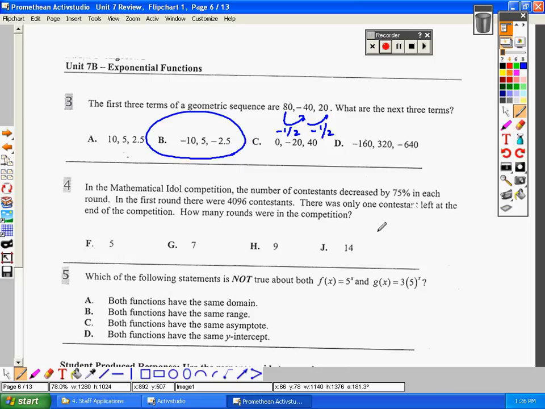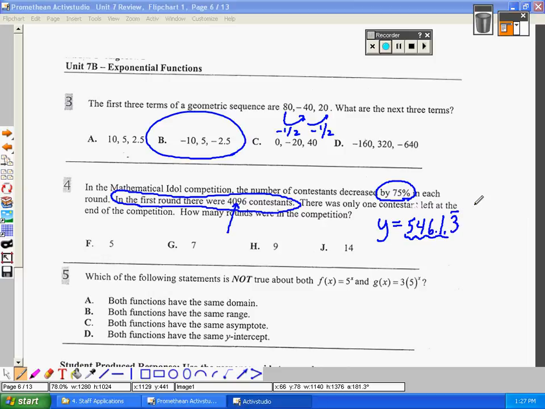For number 4, the equation you would use would be, see, after the first round there were 4,096 contestants. So if you want to write an equation, you would need the y-intercept. Each time it decreased by 75%, so instead of multiplying by 0.75, we're going to take 4,096 and divide by 0.75. And what that's going to do is get us how many contestants there were before, in the 0 round, before it started. And you get something like 5461.33 repeating. So then you're going to do the growth factor, which is 1 minus 0.75. So you have 0.25 to the x power.